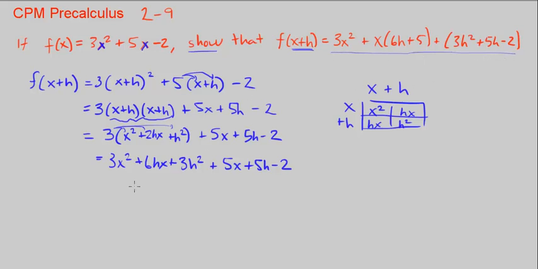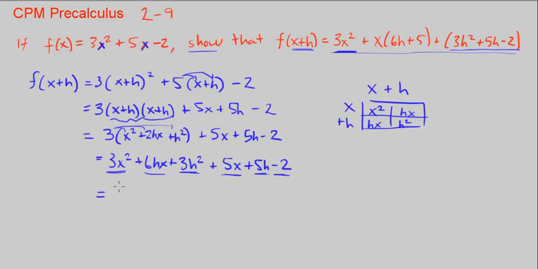So what does that mean? This 3x squared is here, okay? But we don't have an x times (6h plus 5), right? But we do have a 6hx, and we do have a 5x. So maybe if we rearrange this, it might look like that. And on the right, we have here 3h squared plus 5h minus 2. And we have 3h squared, 5h minus 2.